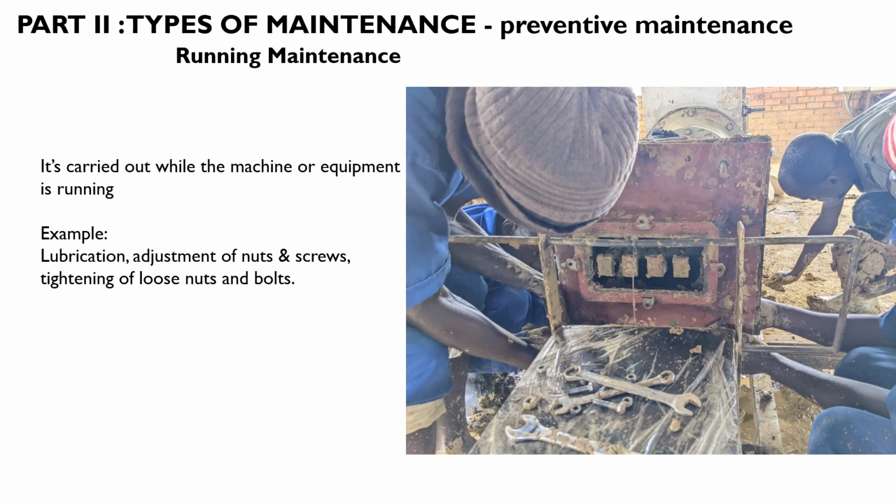After highlighting elements of preventive maintenance, let us continue with the classification of preventive maintenance. This is classified into 3 types: running maintenance, scheduled maintenance, and shutdown maintenance. Starting with running maintenance, this is preventive maintenance which includes those activities that are carried out while the machine or equipment is running. Example: lubrication, adjustment of nuts and screws, tightening of loose bolts and nuts.